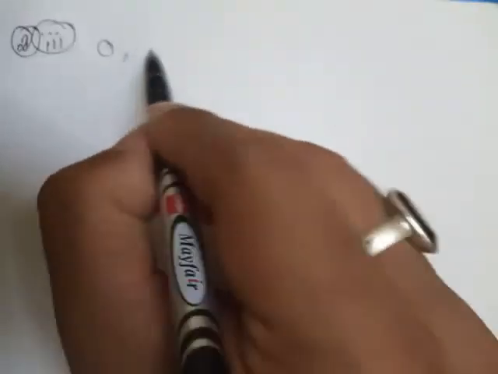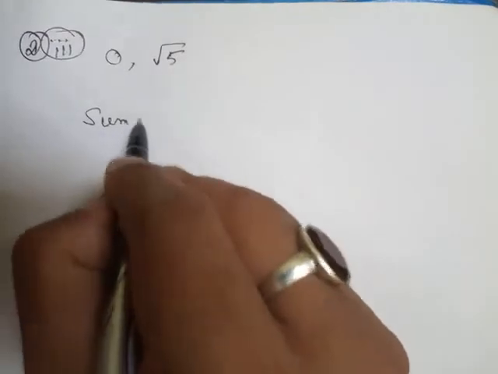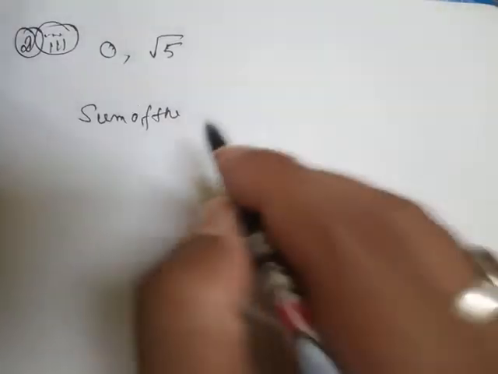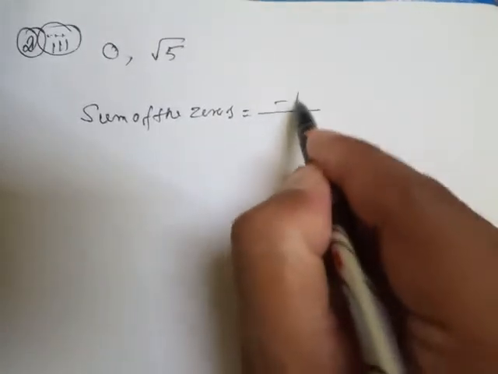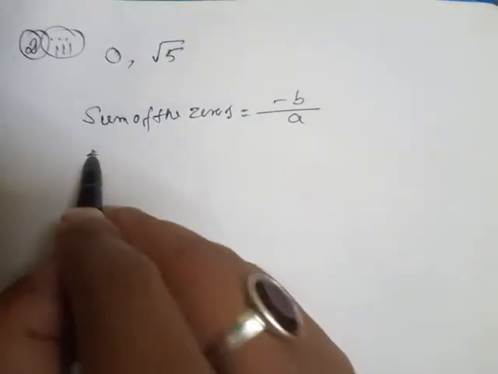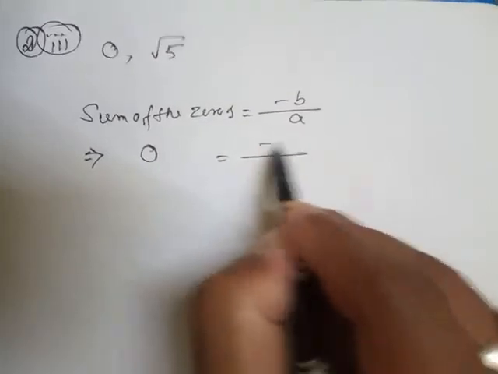Now students, we are going to solve question number 2, Roman 3. The given zeros are 0 and root 5. Sum of the zeros equals minus b by a. So the sum is given here as 0, which means minus b by a equals 0.